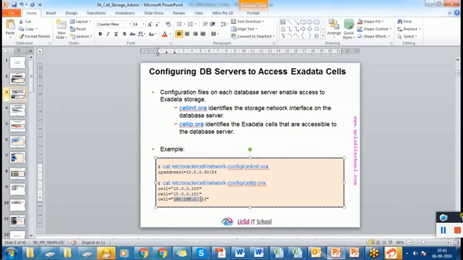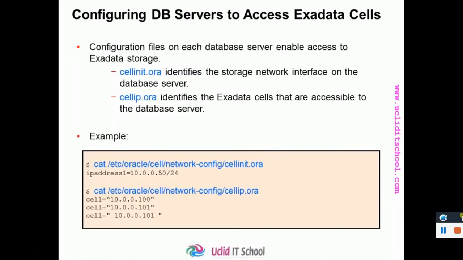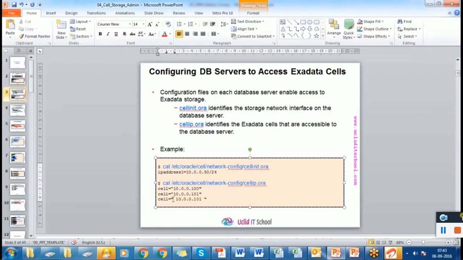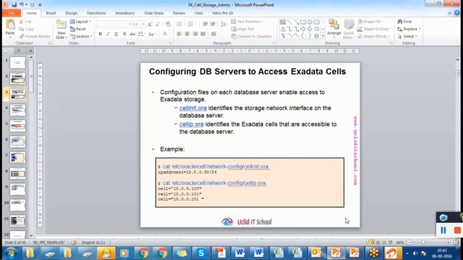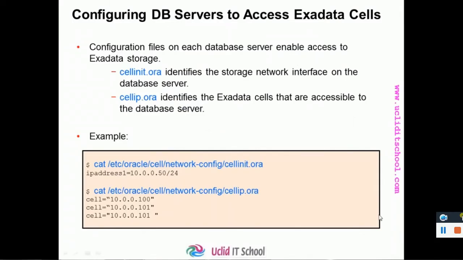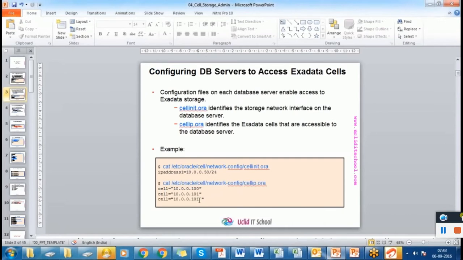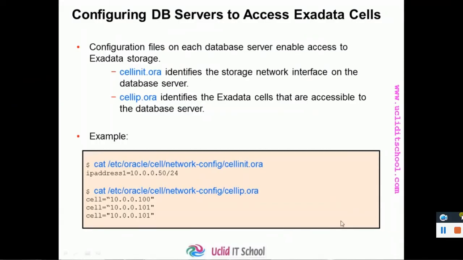In earlier compilations I have done with the 192 series, but nowadays it is different. So these two files are very important. And suppose tomorrow you add one more storage server. You bought a storage expansion rack and added it to the cluster. Then you need to edit cellip.ora to include the IPs of the new cells. Otherwise, the database servers cannot recognize the new storage servers.